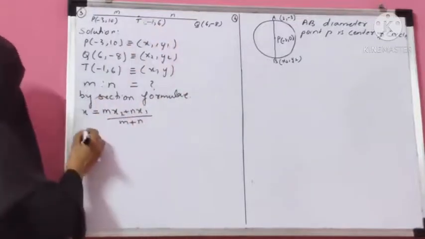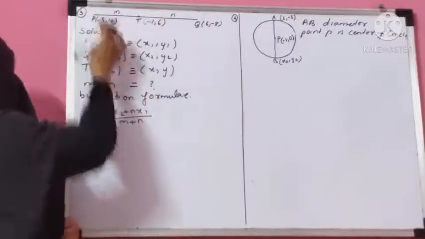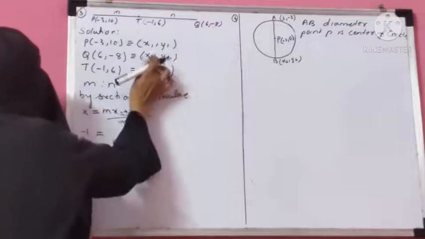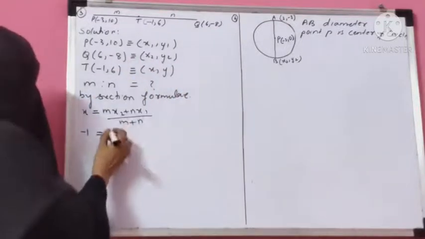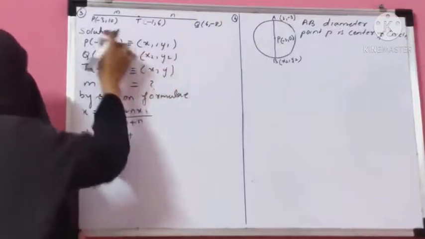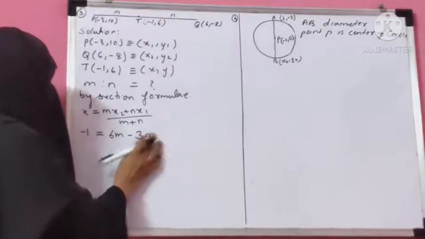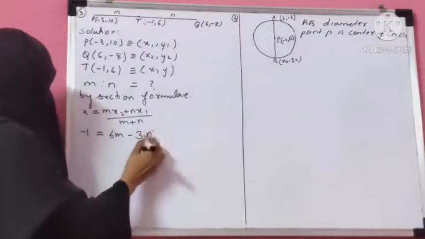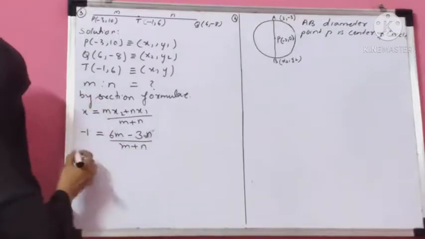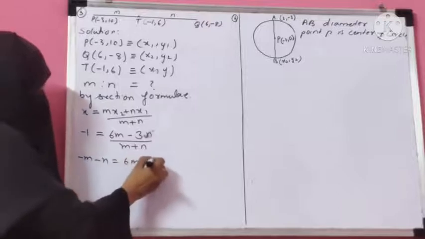The x coordinate here is -1. m we have to find. See here, x2 is 6, so 6m, plus x1 is -3, so plus -3n, divided by m plus n. So it comes: -m minus n is equal to 6m minus 3n.